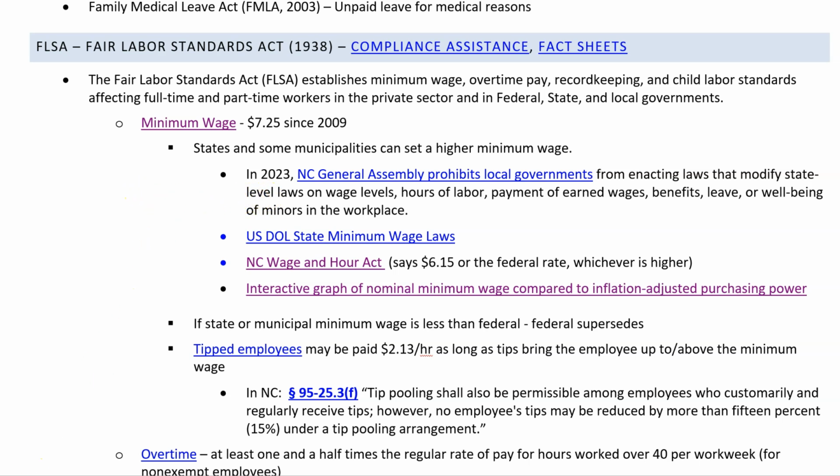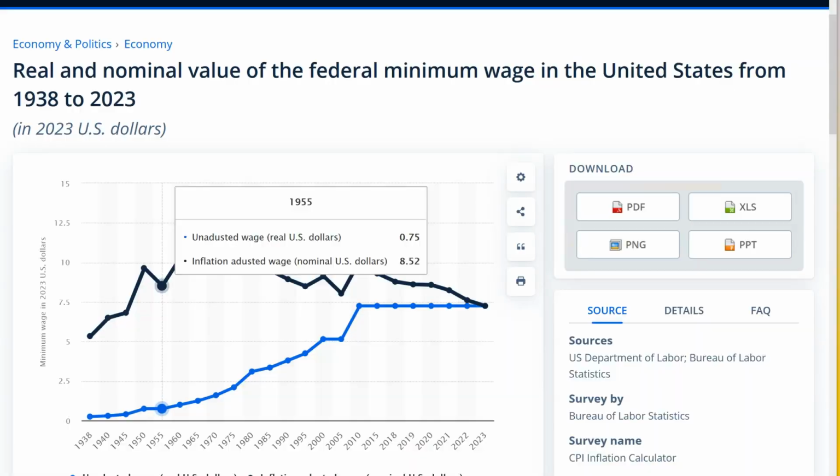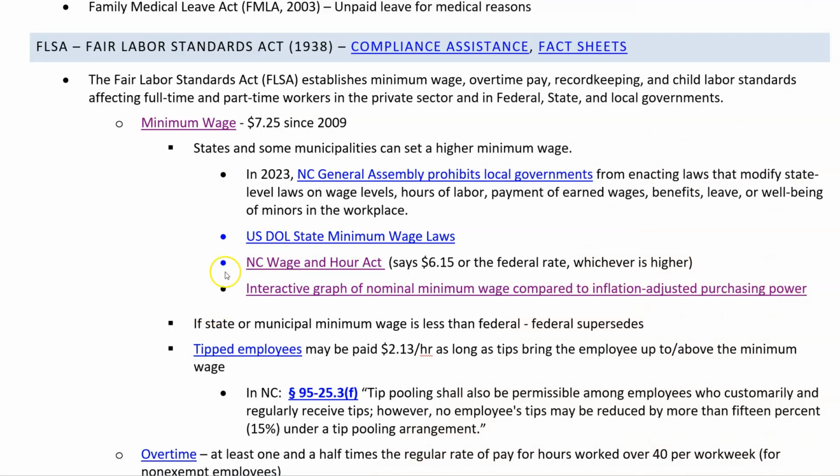Let's spend just a minute and I'll try to contextualize minimum wage for you just a little bit here.